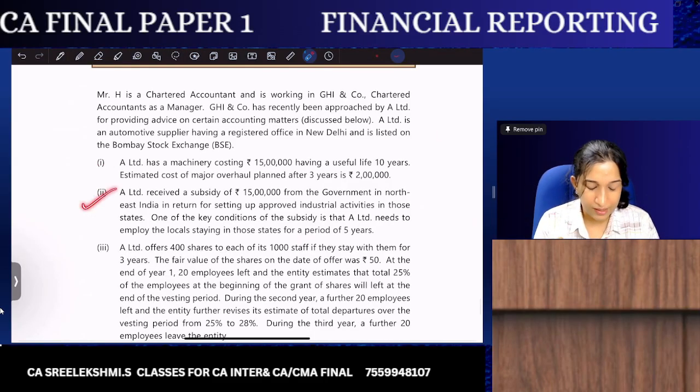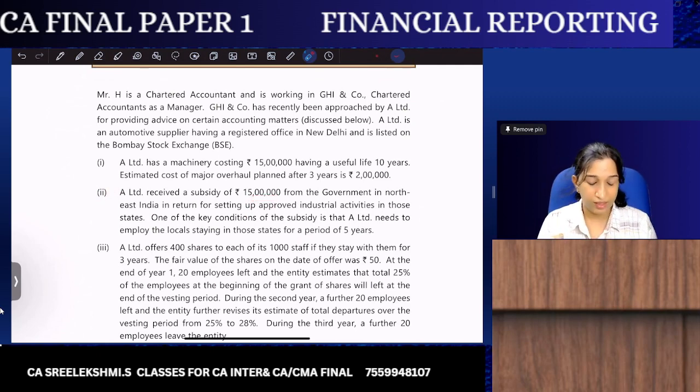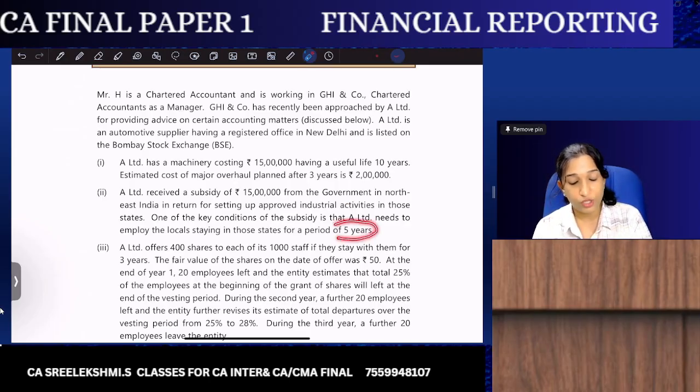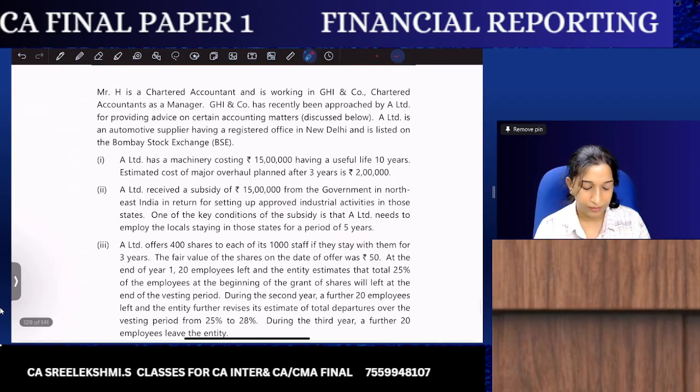A Limited received a subsidy of 15 lakhs from government in Northeast India in return for setting up approved industrial activities in those states. One of the key conditions of the subsidy is that A Limited needs to employ the locals staying in those states. So subsidy is received for a period of 5 years. So that 15 lakhs should be spread over 5 years. 3 lakhs per annum should be recognized as income.